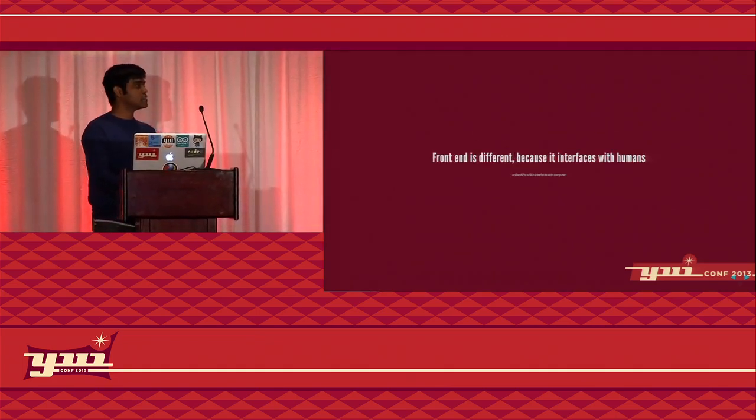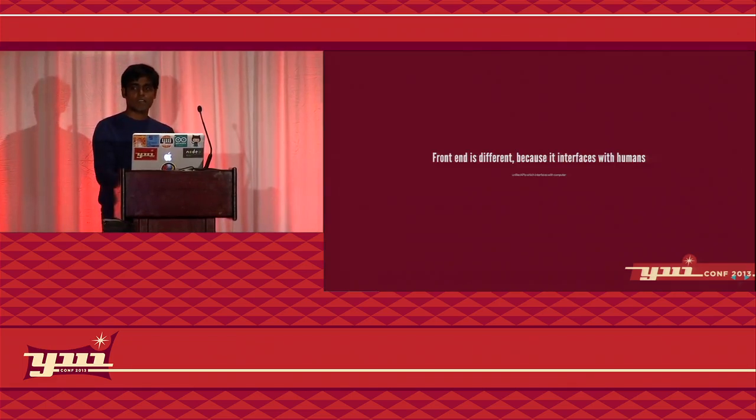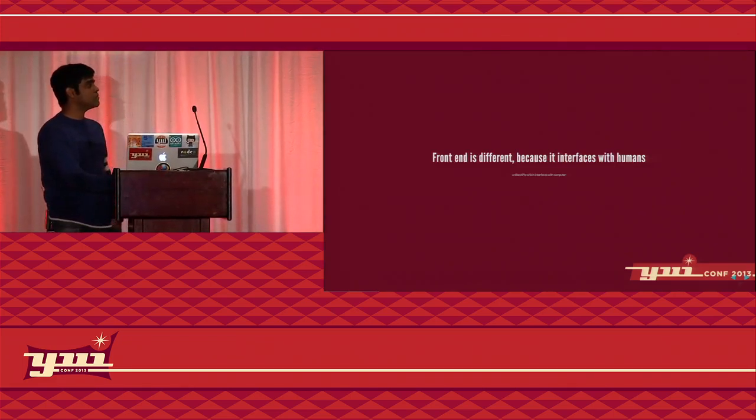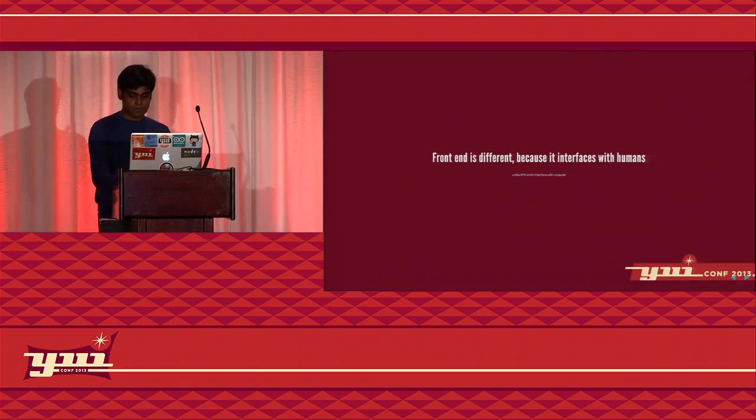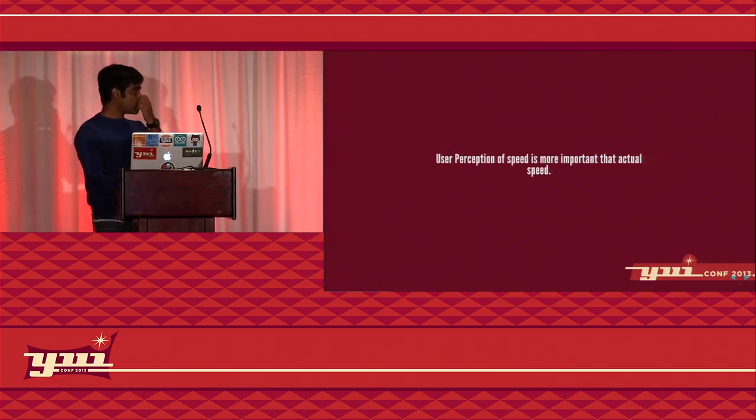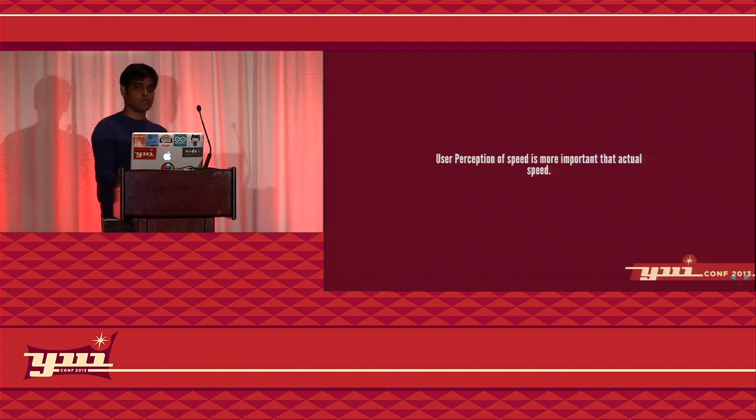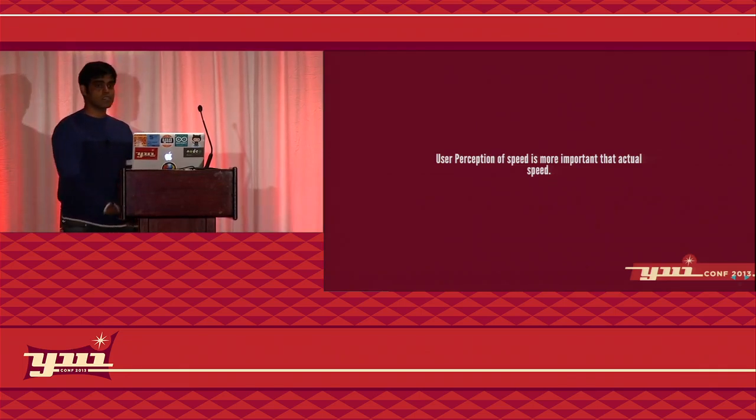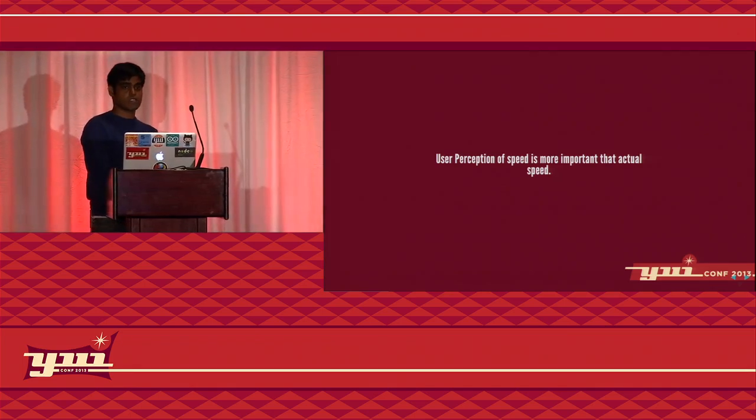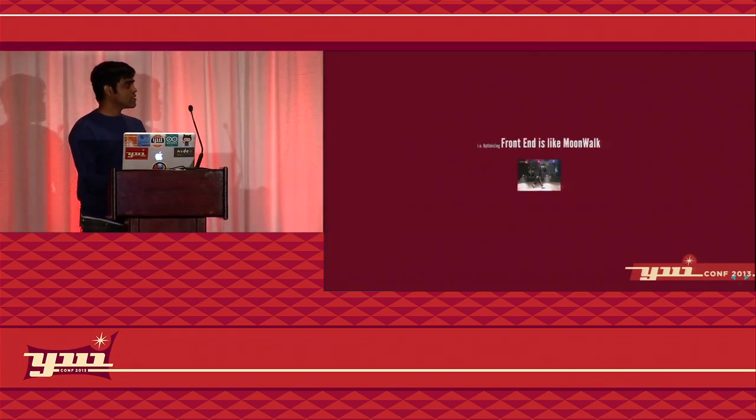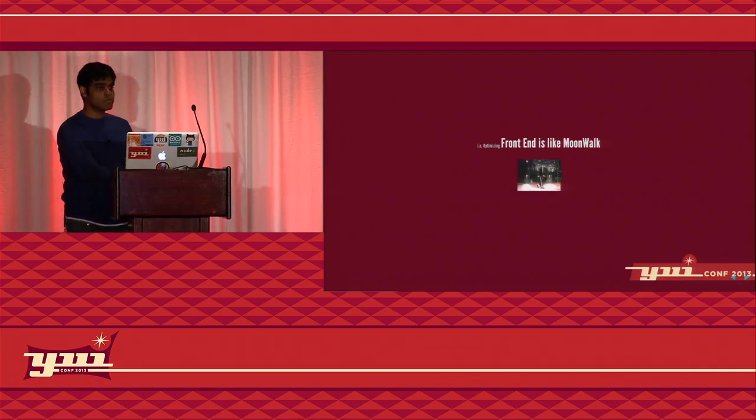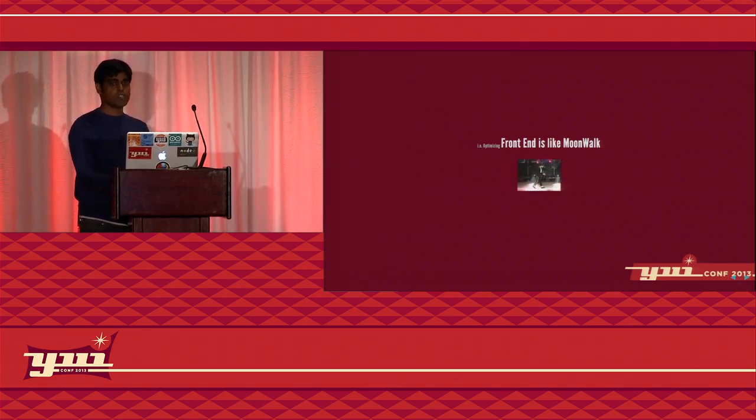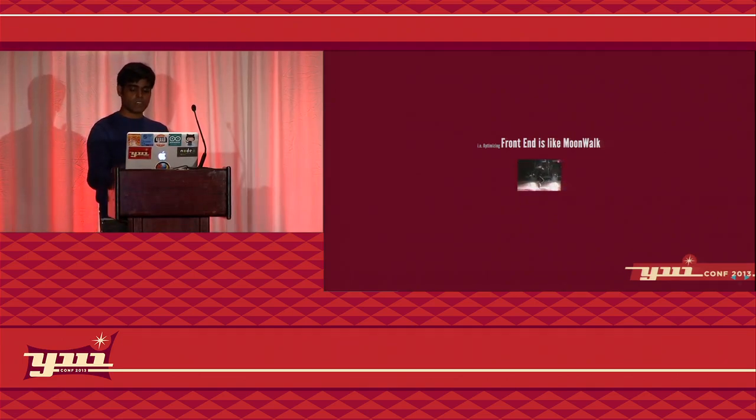While on the front end, you actually interface to a human. And because of that, it becomes a little different. You don't often optimize for the time straight away. Rather, you optimize differently, and your main goal would be to make it perceived faster than whether it actually is faster or not. And that's why I call optimizing front end like moonwalking. You have to make the user perceive it's a faster web page, rather than whether it's actually faster or not.